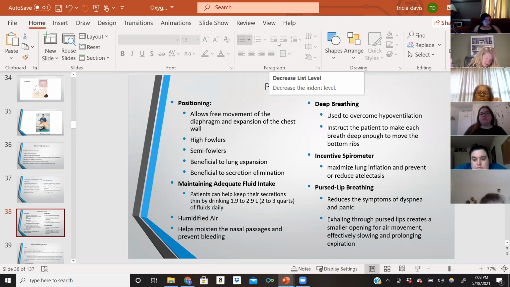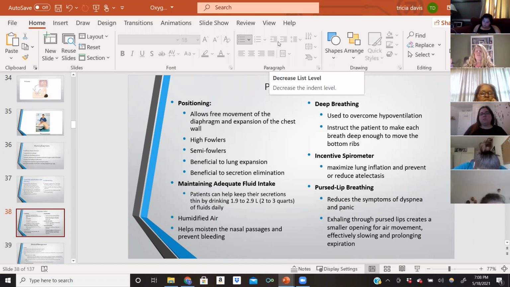And then you know how I feel about the incentive spirometer. You guys should make sure every single patient that you come in contact with has an incentive spirometer. If they're in the hospital, they're not moving around, they need an incentive spirometer. This maximizes their lung inflation, and it prevents or reduces atelectasis, which can lead to infections and pneumonia.